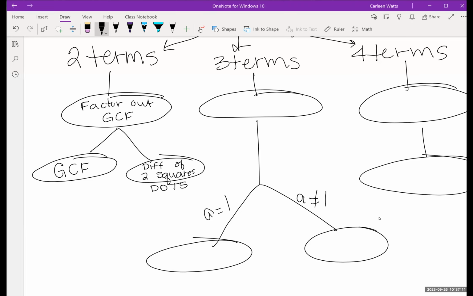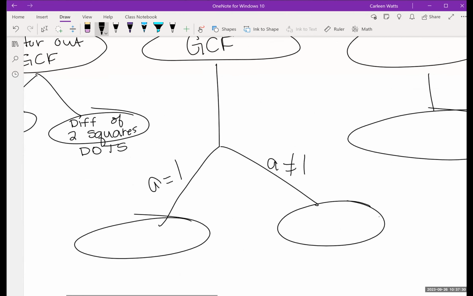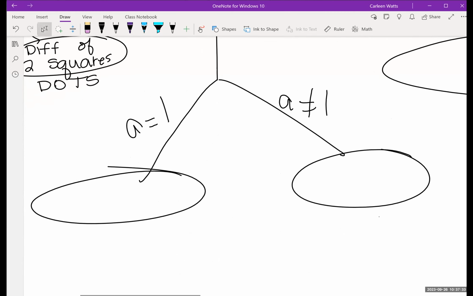Now, what if the factoring problem has 3 terms? Step 1, we are always going to look for a GCF. Now, after we factor out the GCF, we look at the problem. So for example, x squared plus 7x plus 12, where A equals 1, B equals 7, C equals 12.